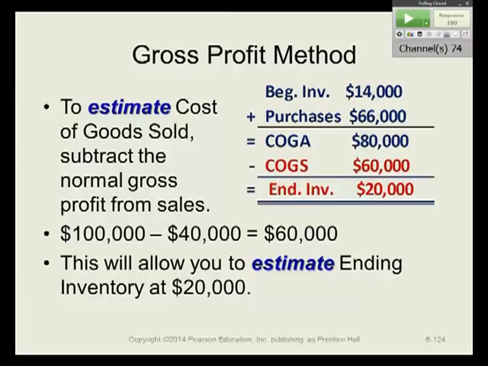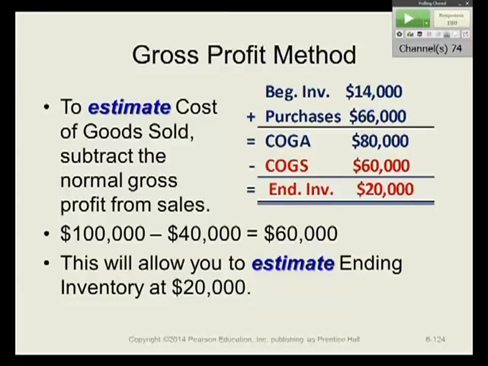Your estimated cost of goods sold is 60,000, and that comes from sales that you know and your estimated gross profit. By the way, the easier way to do this for me is, if my gross profit percentage is 40%, what's my cost of goods sold percentage? 60%. So why not just take 60% times sales and get the 60,000 directly? So you could do that too.